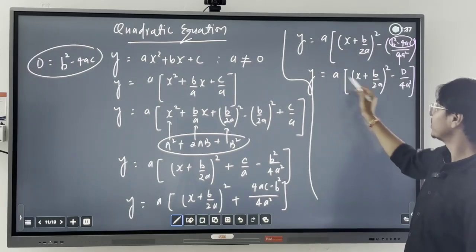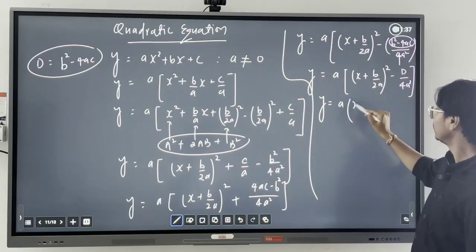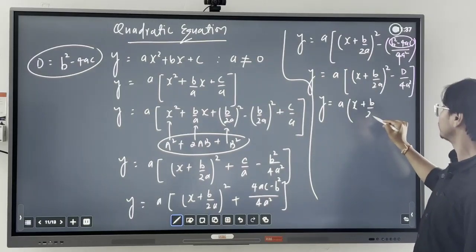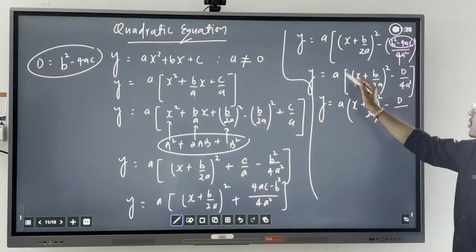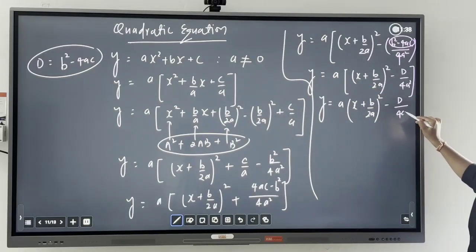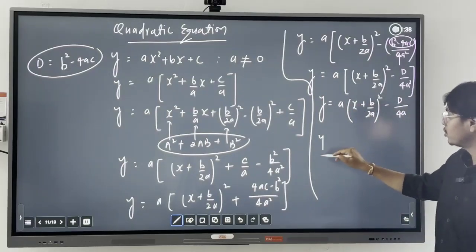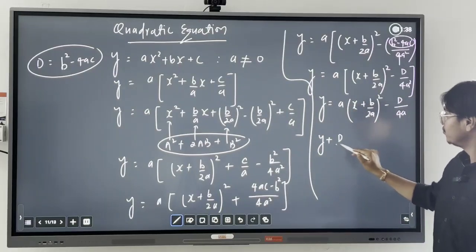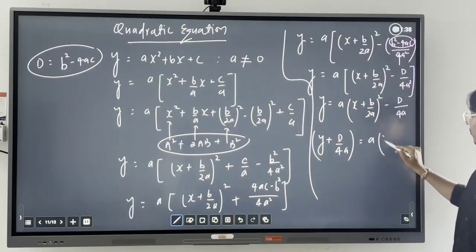If we multiply it by a inside this equation, then y is equal to a bracket of x plus b upon 2a whole square minus D. From the 4a square, one a cancels out with this, so minus D upon 4a remains. This negative quantity goes to the other side and becomes positive, so this becomes y plus D upon 4a is equal to a bracket of x plus b upon 2a whole square.